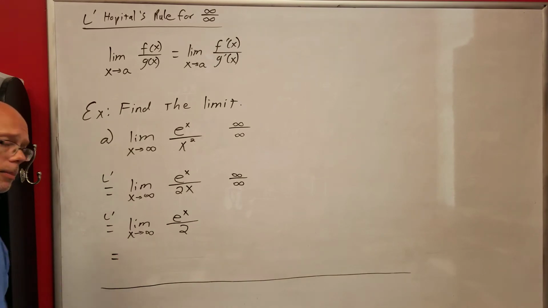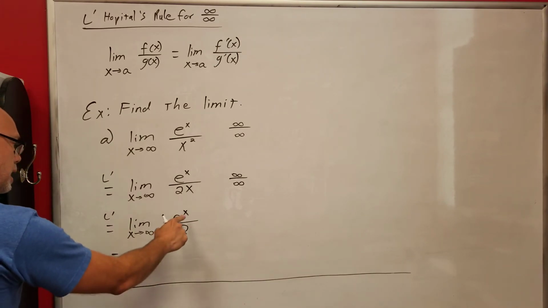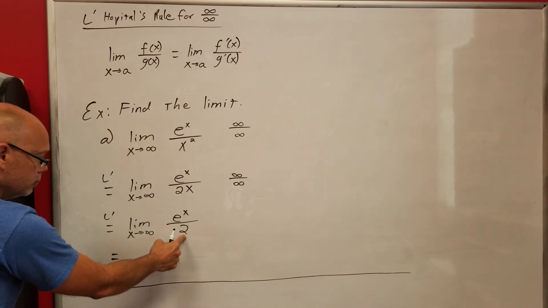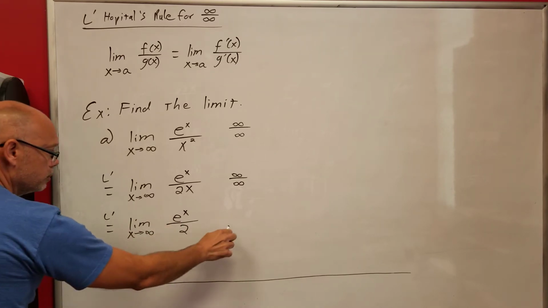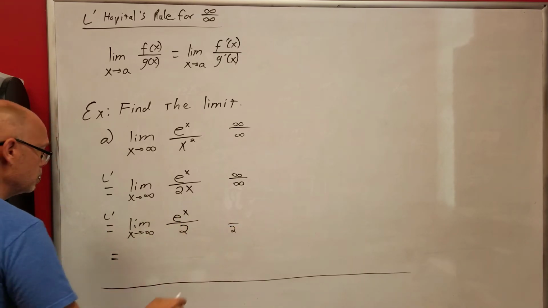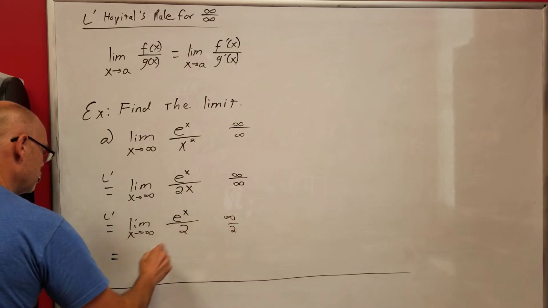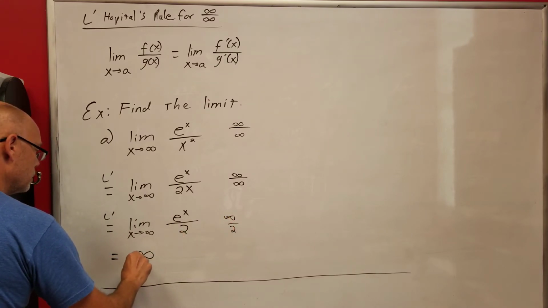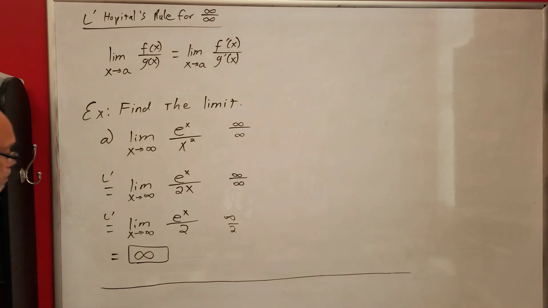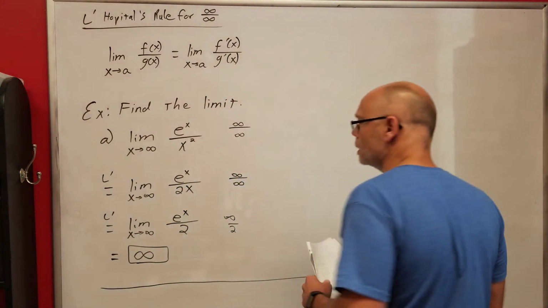Now let's see what happens. What happens as x goes to infinity at the bottom? It goes towards what? 2? How about the top? What does that go towards? Infinity. So this whole thing goes to infinity. The limit is infinity. Or you could say does not exist.